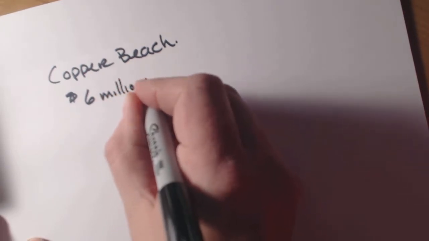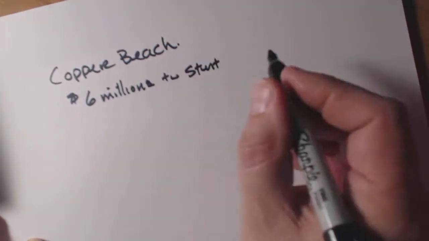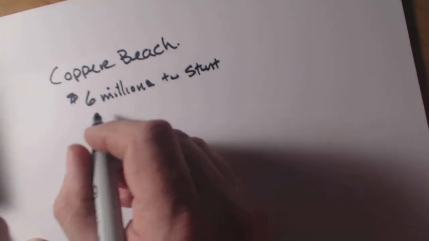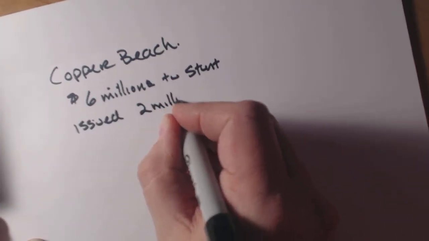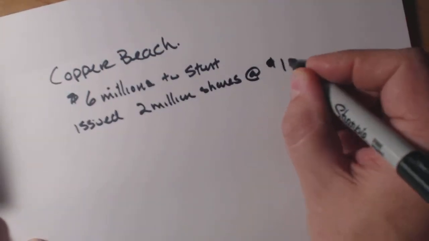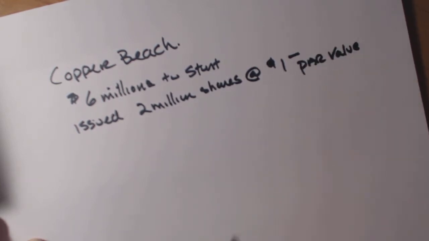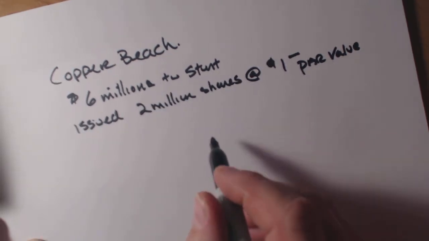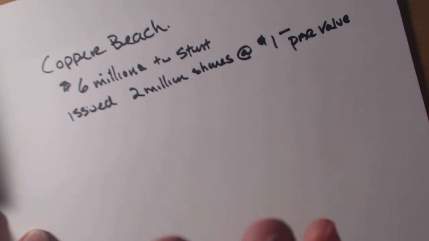And what they had that came into it was a group of owners who gave $6 million to start. So they had a cash inflow of $6 million. Well, they issued 2 million shares at $1 par value. Remember, this is just kind of an arbitrary number, but it's a $1 par value. So what we need to do is figure out what the balance sheet looks like.